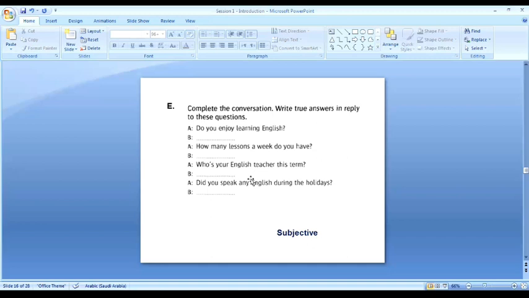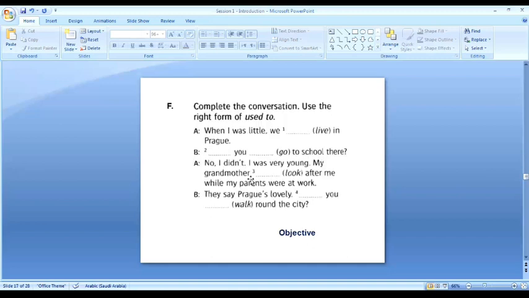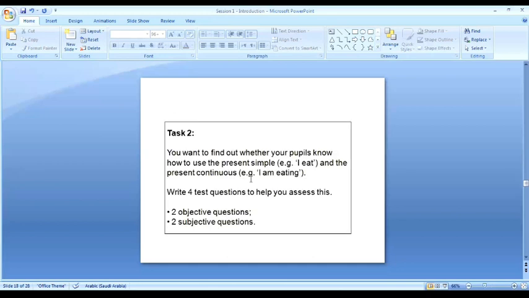Others say, no, I don't enjoy learning. So you might have different answers. How many lessons? It's different from one person to another. And also this is F, they say complete. This is an objective question because you have the word "leave". They say, "When I was little, we dash dash in Paraguay." So this is the objective test.